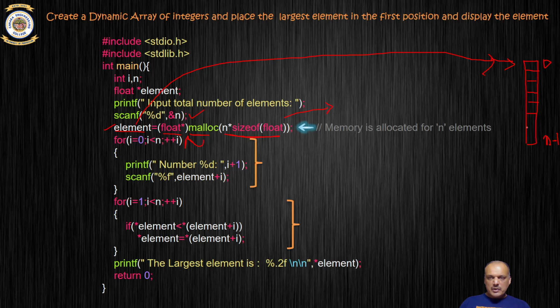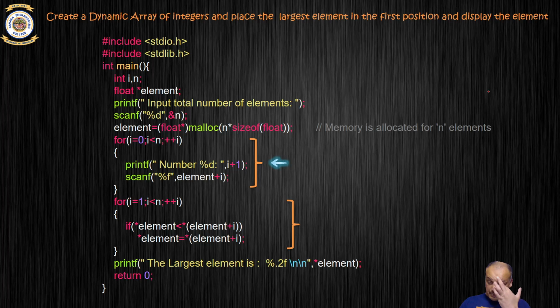Since the memory is now available for me, later on I ask the user to input the n floating point numbers and store them in the heap which has been allocated. This for loop performs that task.